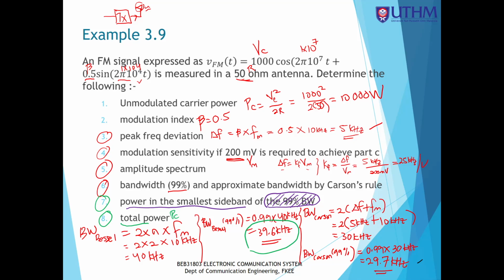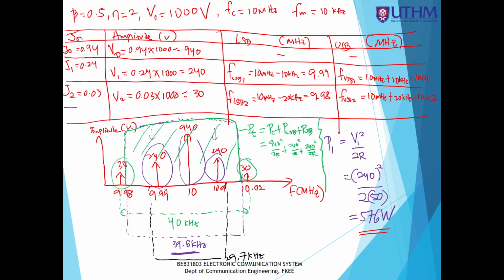So you can find the total power. P total is equal to PC, of course, we know that. But let's say I want to use a different method. Let's do the long equation.